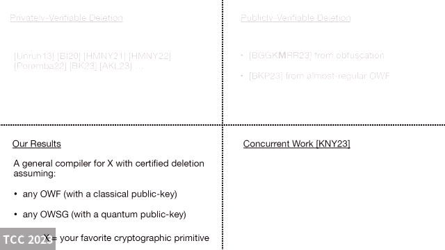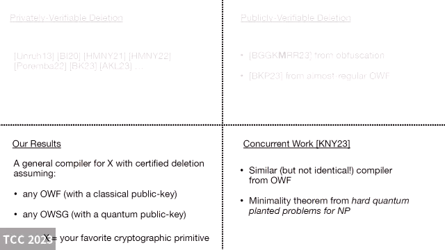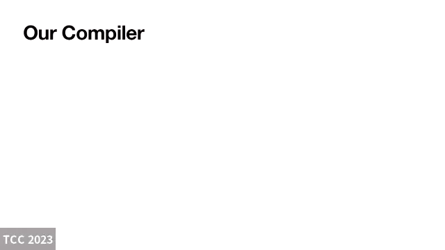I also want to mention the existence of a concurrent work, which you will hear about next, where they present a compiler which is very similar, but interestingly not identical, and also assumes one-way functions. They also have a very beautiful argument to show that this compiler uses, in a sense, minimal assumptions. I'm not going to say more because we're going to hear the talk of Takashi next. Good. So without further ado, I will show you our compiler for the simplified setting of one-way functions, considering just an encryption scheme, which I think is sufficient to convey the intuition.